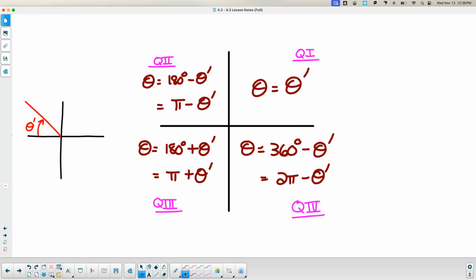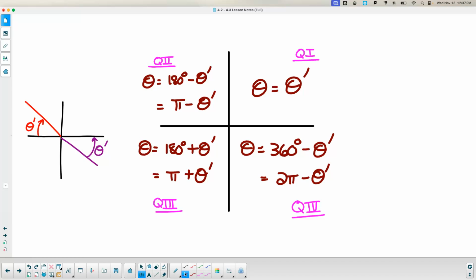Because in quadrant 4, there's our reference angle. So we've got to come back off of 360. I strongly recommend that you memorize that. Okay? Because we're going to use that a lot. This slide right here, we're going to use that a lot. Okay?